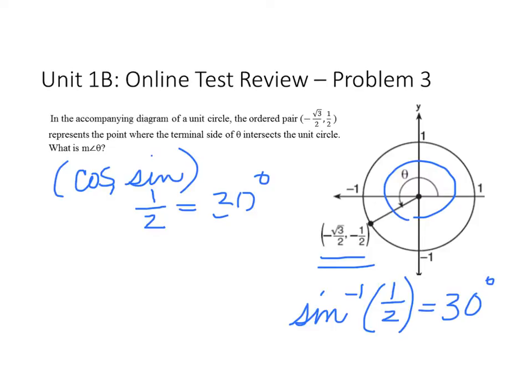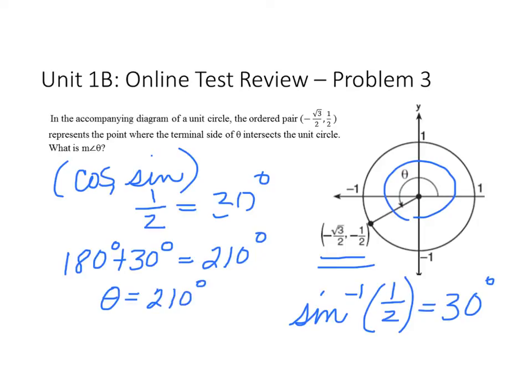Of course, on this, I am actually in my third quadrant, and if we remember, when I am in my third quadrant, I'm going to take 180 degrees and add my angle to that, and I would get that my angle is actually 210 degrees, so my theta is equal to 210 degrees.